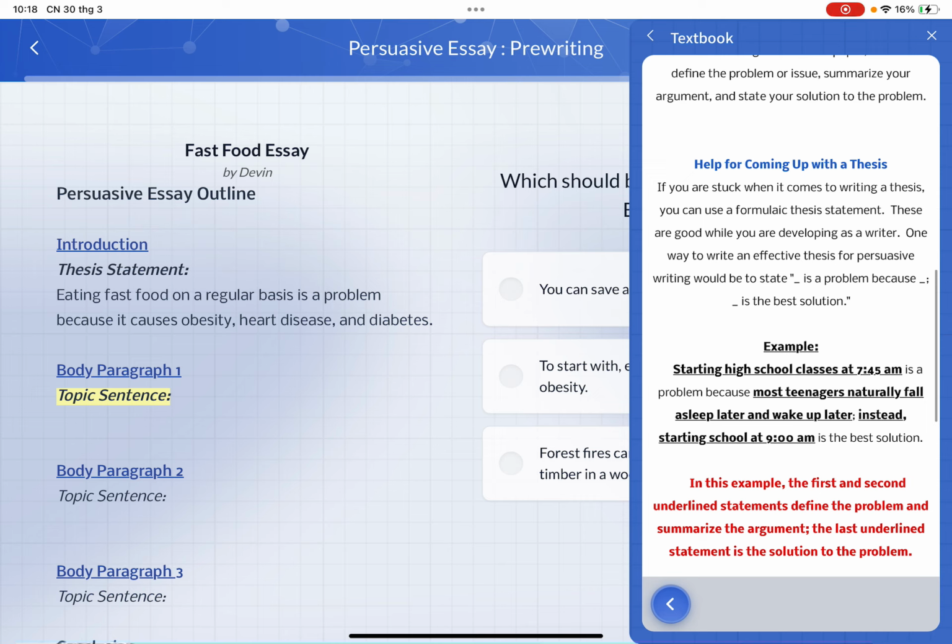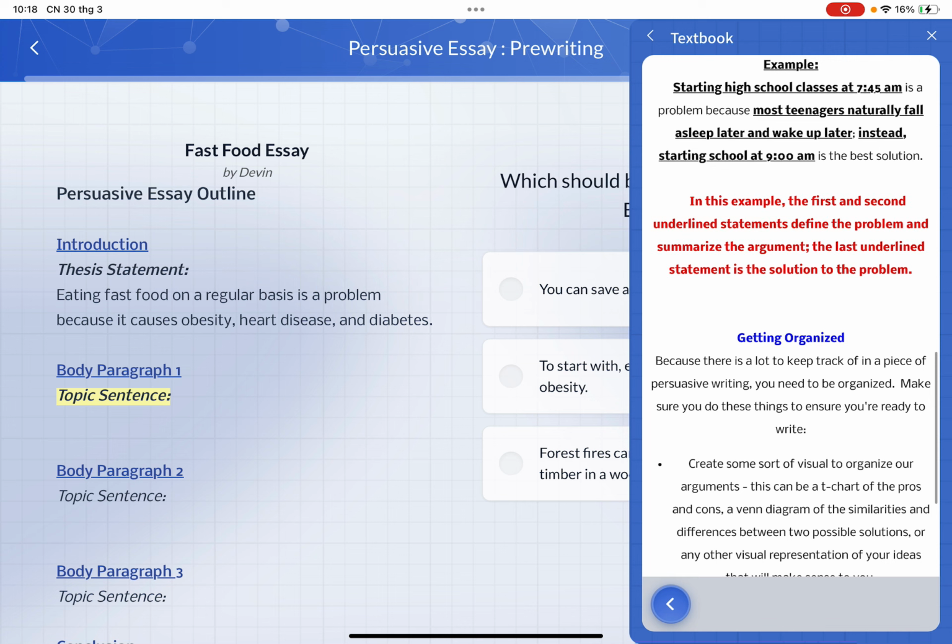But if you're stuck when it comes to writing a thesis statement, then you can use a formula like a thesis statement template. These are good while you are developing as a writer. One way to write an effective thesis for persuasive writing would be to state first the topic is a problem, because then you tell why, and the topic there is the best solution.